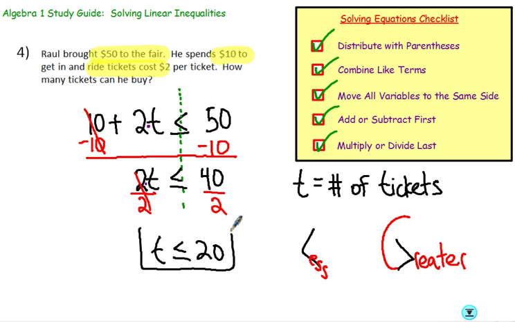And that should make sense because what we're saying is that the number of tickets, t, that we can buy is less than or equal to 20, because we could buy 20 tickets if we wanted to, or any amount less than that. Now, I said at the very beginning of this problem, you might have solved this problem 5 minutes ago in your head, because you said, if I had 50 bucks to spend, and then I spent 10, now I'm down to 40, and if I've got 40 bucks to spend on tickets, and tickets are $2 a piece, then 40 divided by 2 would be 20, and you would be correct.